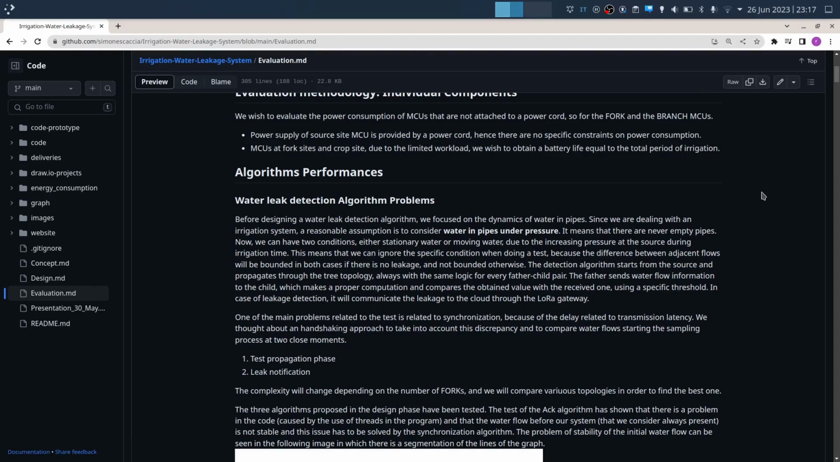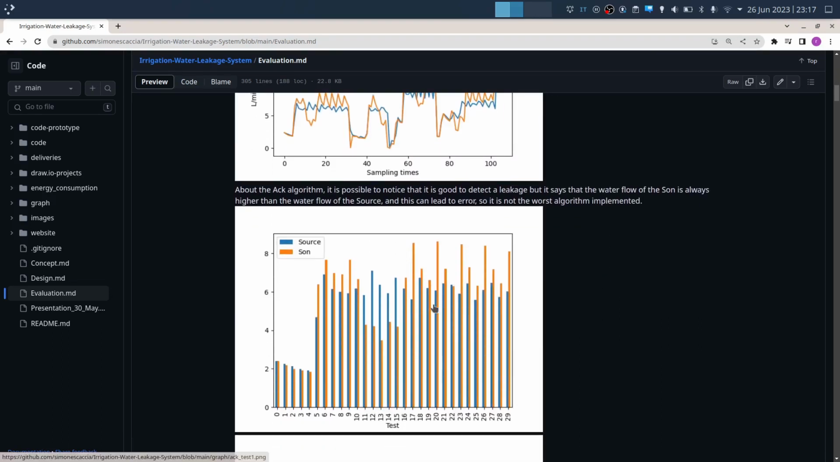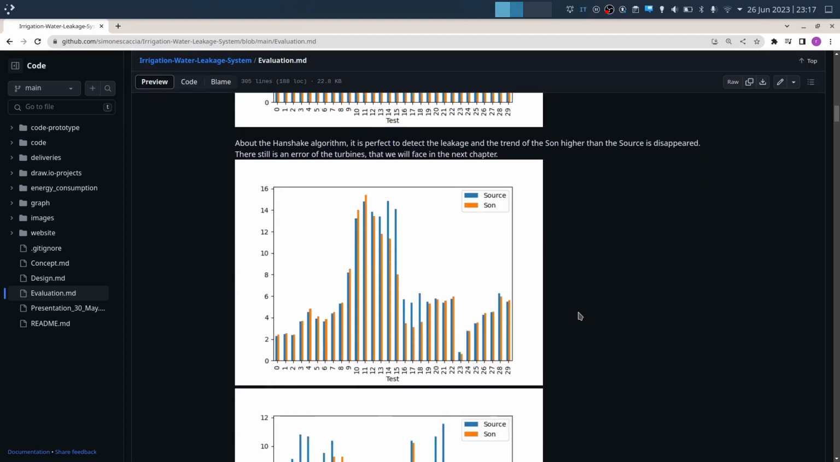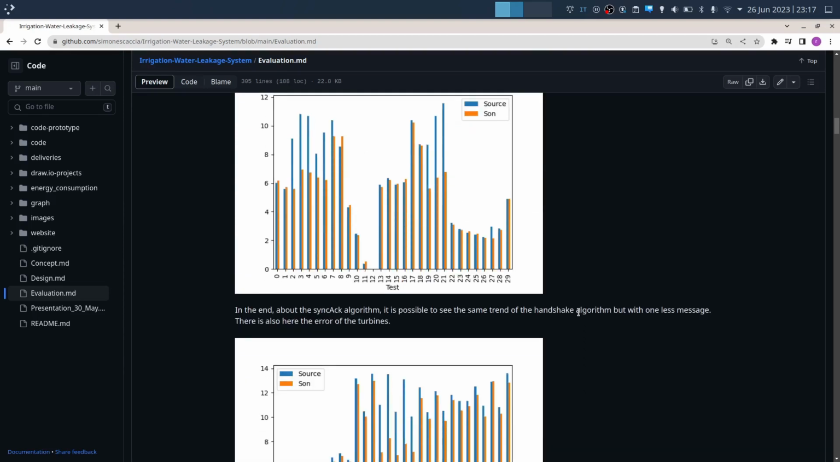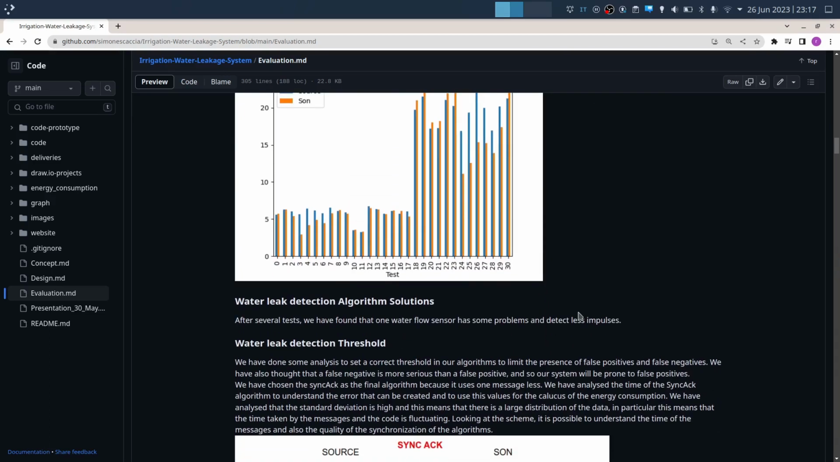We have done some algorithm analysis and we have found that the water flow before the source is not constant, so the ACK algorithm is not accurate enough. In fact, we can see that here between the source and the sun the values are really different. We have done the same tests for the handshake and the sync, and we have found that this algorithm does not suffer from the problem.